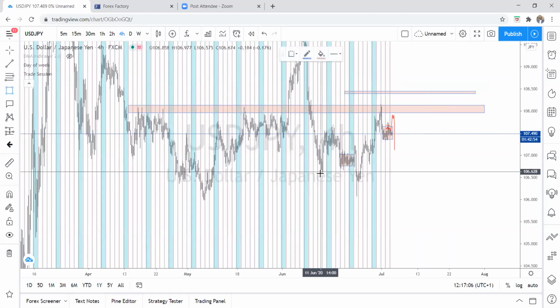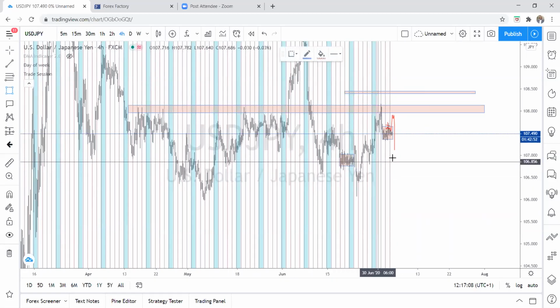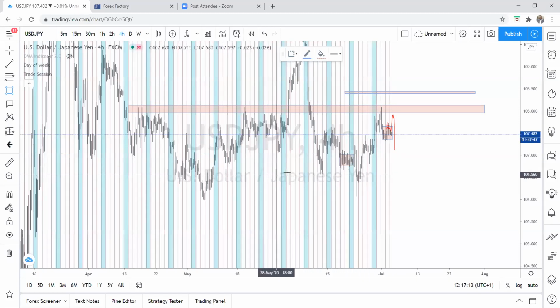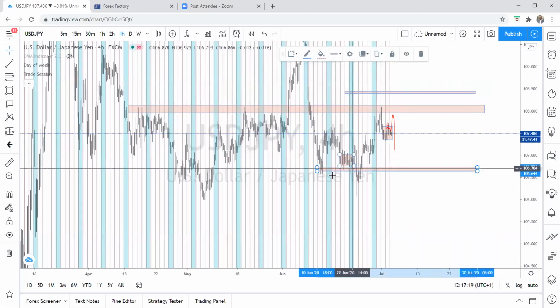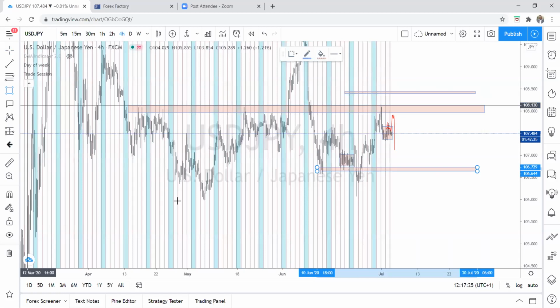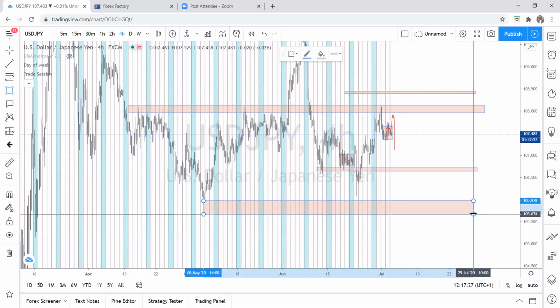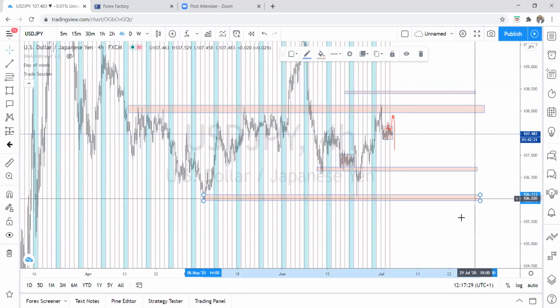Since we have a downward bias, you see key areas in the market where you can mark key zones. I can see a zone here. This is a key swing point in the market. And then I can see another zone here. I can see another zone here.